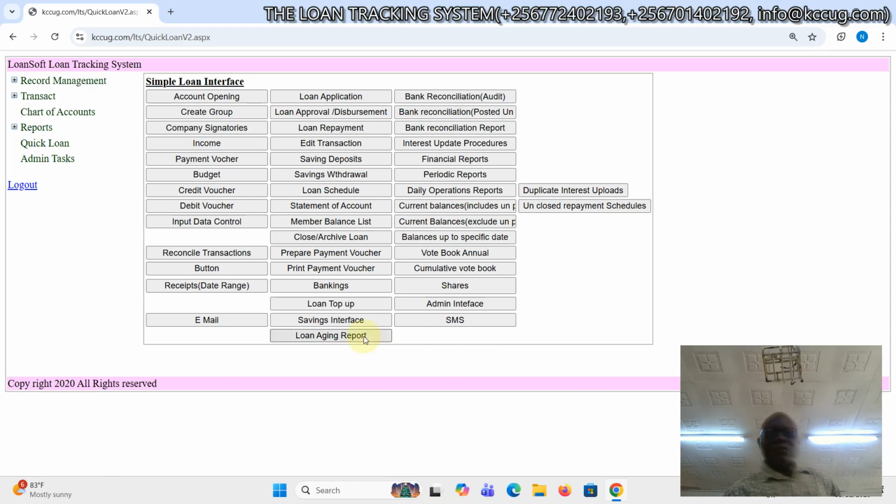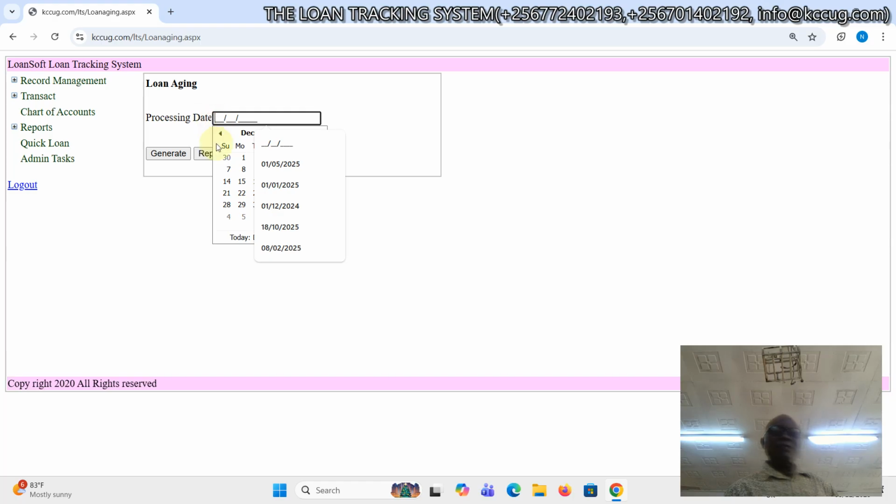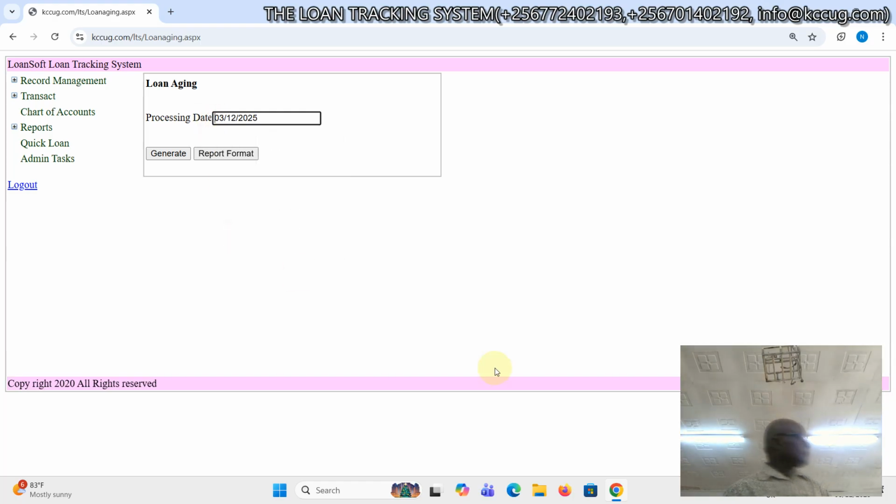Let us click on Aging Report. Okay? And then you say the processing date is today. And then you click on Generate.